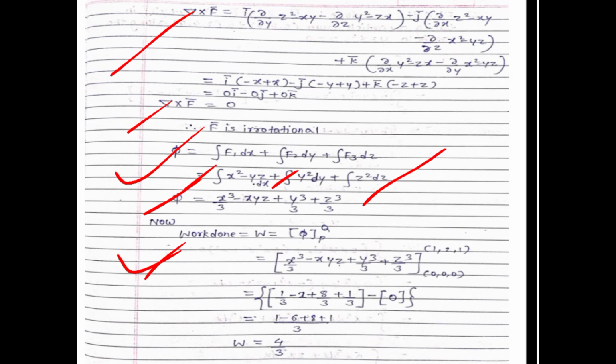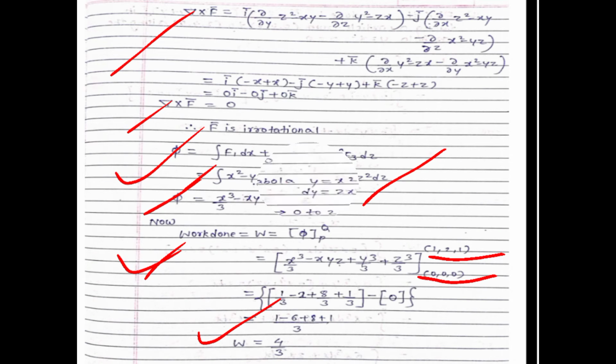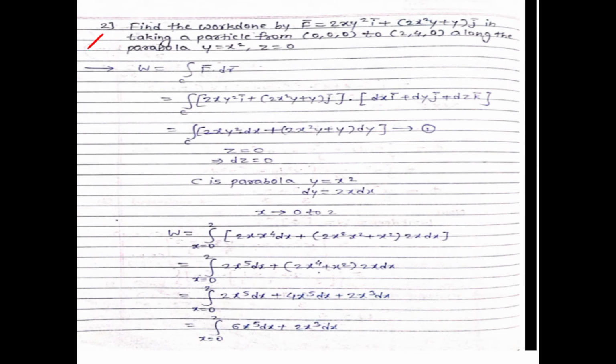So we know that w is equal to phi varying from p to q. The value of p, that is the initial point, is (0, 0, 0), and the value of q is (1, 2, 1). So by putting the upper limit and lower limit values and after simplifying, we will get w is equal to 4 by 3. So this is the work done in this problem. So let us move towards the next problem.